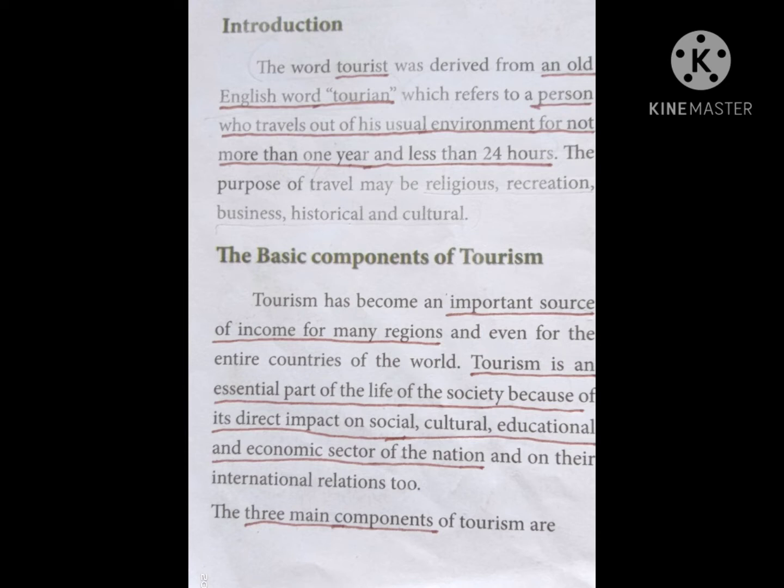Tourism is a main source of income for many countries and many regions of the world. Because of tourism, our economy will be in a good position. Tourism has become an important source of income for many regions and even for entire countries of the world. It is an essential part of the life of society because of its direct impact on the social, cultural, educational and economic sectors of the nation and on their international relations too.